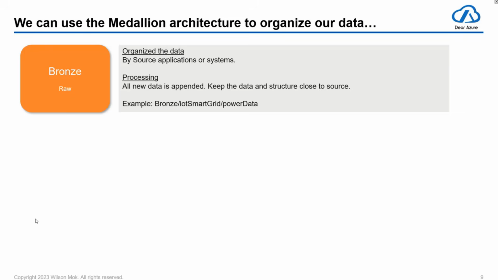An example of storing this data would be in the bronze folder under the application of IoT Smart Grid, and then the data that you're putting in about the power data, it's the power data folder that you would store them in.